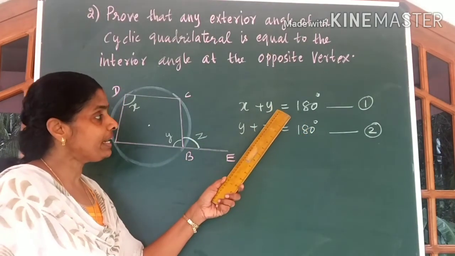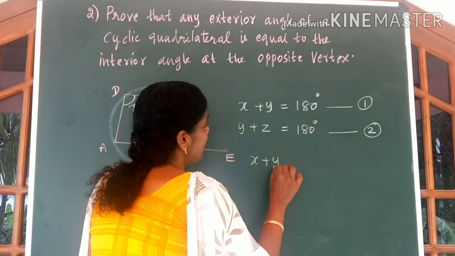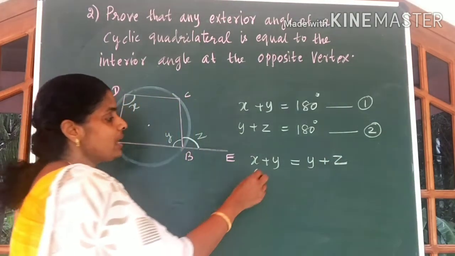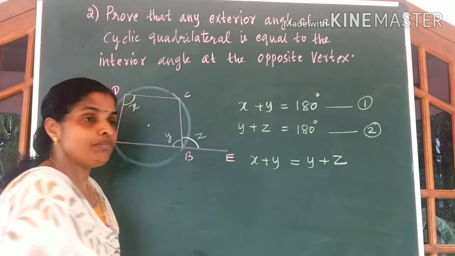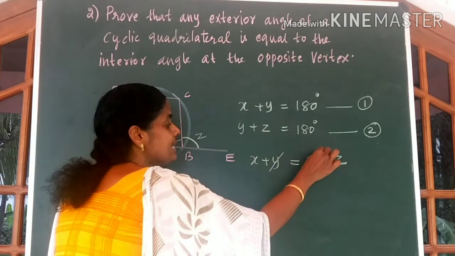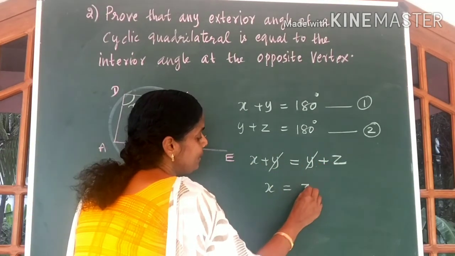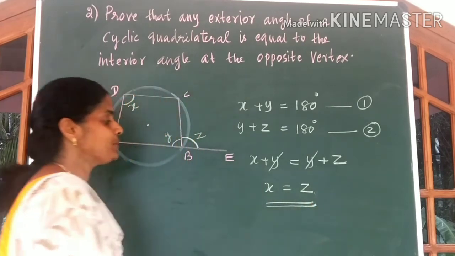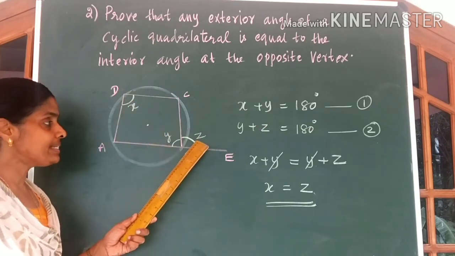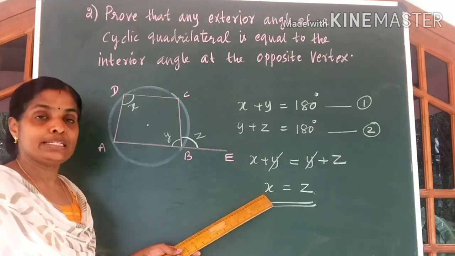So by comparing first and second equation, we can say X plus Y is equal to Y plus Z. Now you can see Y to be the common term in both the sides. So what you can do? You can just cancel Y with this Y. So what remains is X is equal to Z. X is equal to Z, where X is the interior angle and Z is the exterior angle at the opposite vertex, and hence the proof.